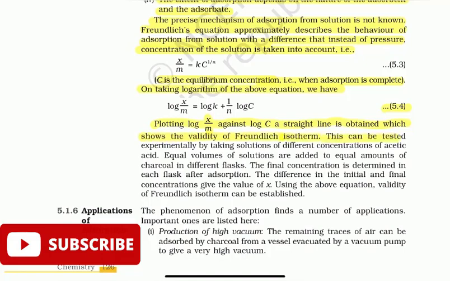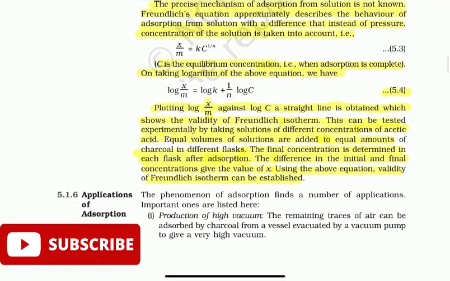This can be tested experimentally by taking solutions of different concentrations of acetic acid. Equal volumes of solutions are added to equal amounts of charcoal in different flasks. The final concentration is determined in each flask after adsorption. The difference in initial and final concentration gives the value of x. Using the above equation, validity of Freundlich isotherm can be established.